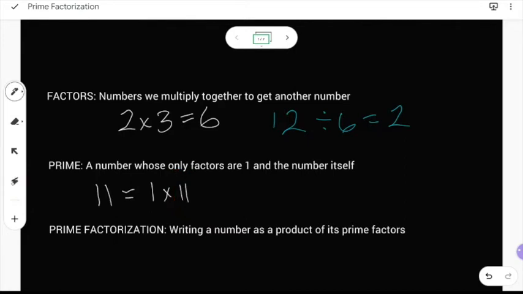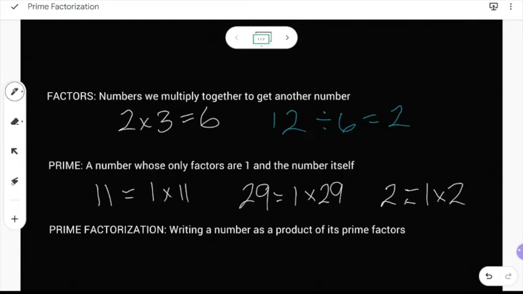Another prime number would be something like 29. The only factors of 29 are 1 and 29. There is no other multiplication I can do to get 29 where I'm using whole numbers only. So decimals don't count, whole numbers only. Now there is one even number that is prime. 2 is a prime number because we can write that as 1 times 2. There are no other factors.